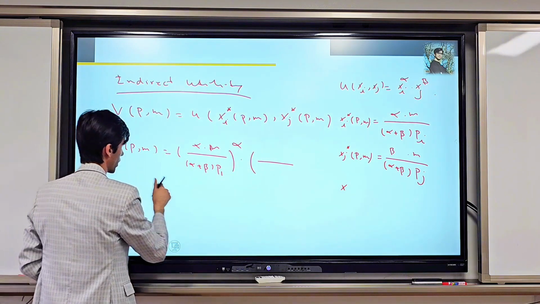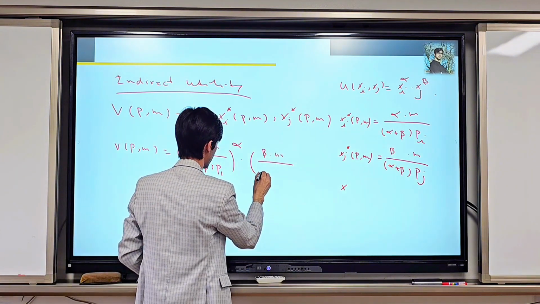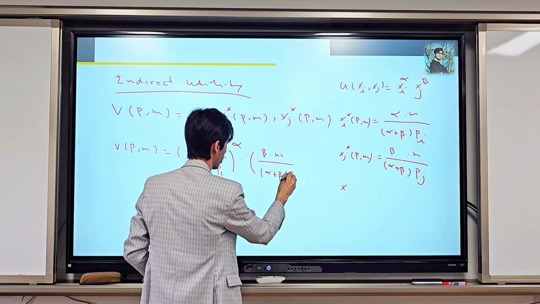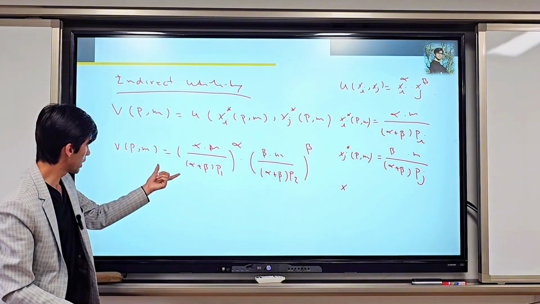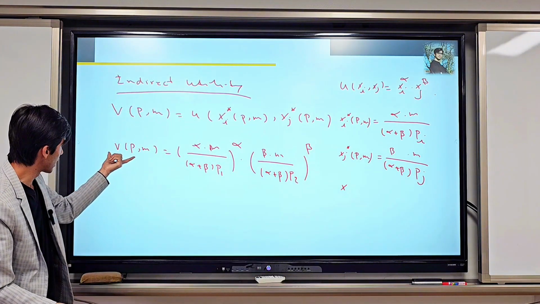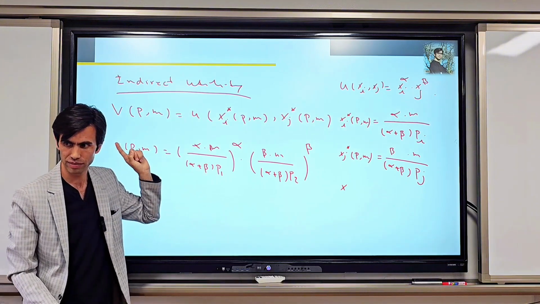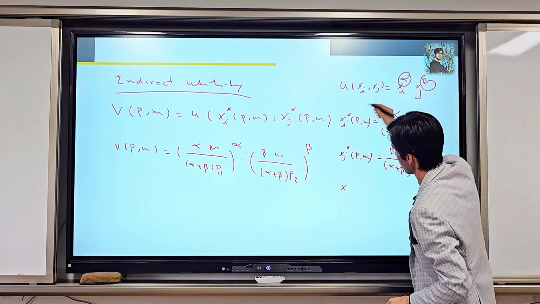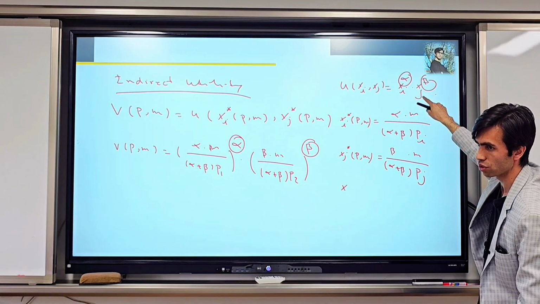This one is beta multiplied by m, divided by alpha plus beta, multiplied by P2 to the power of beta. So, as you know now, this function is a function of M and P. Although we still have this alpha and beta in this function, we no longer have x1 and x2.